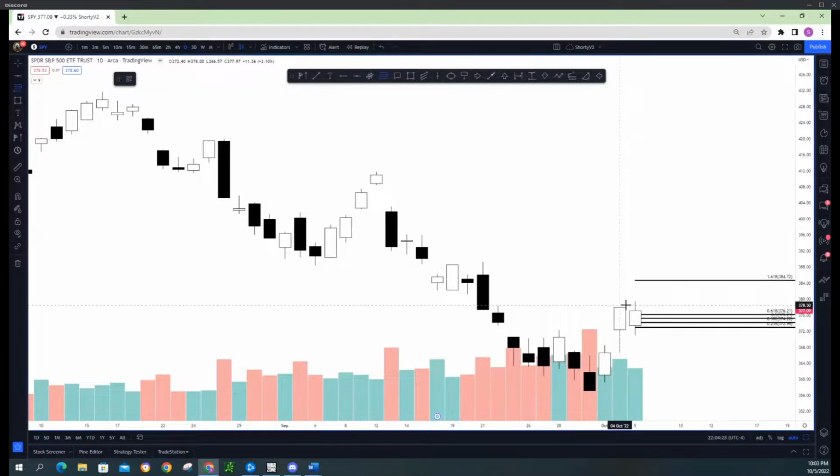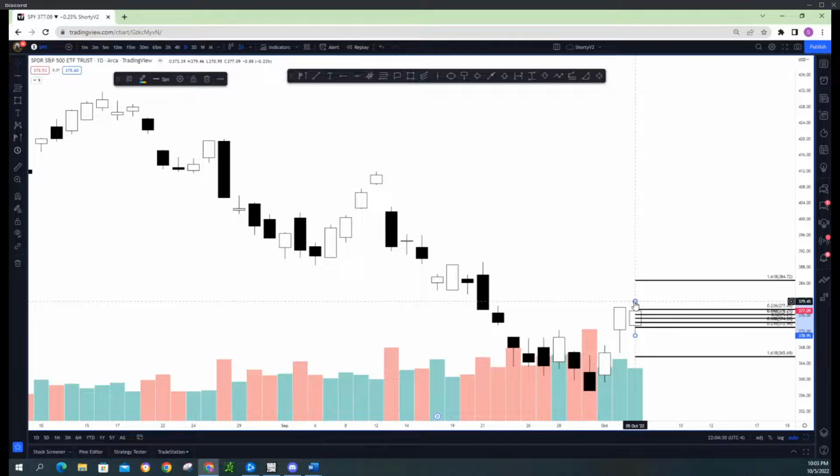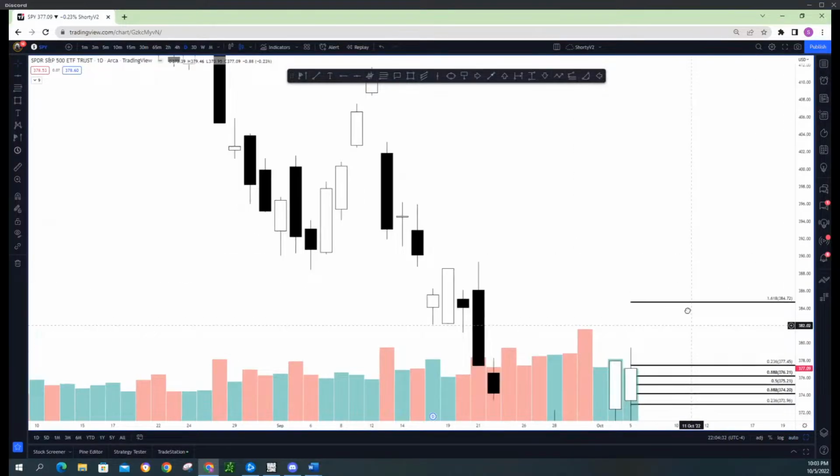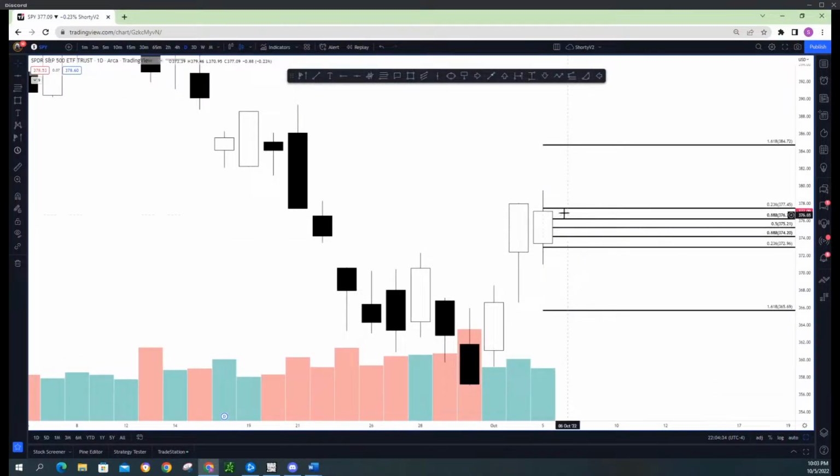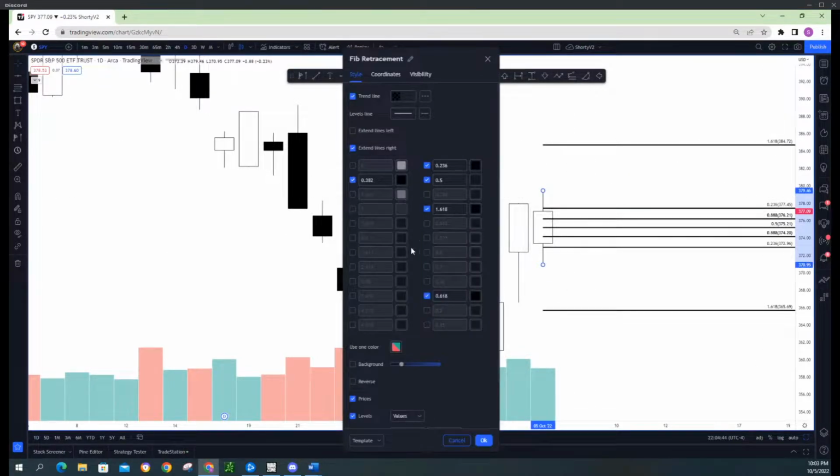And then the majority of the levels are going to be the same. This will give me the levels pretty much off of the one candle. These levels are going to repeat, right? Just because of the ratios. And then it projects the targets, right? So usually I have 1272.